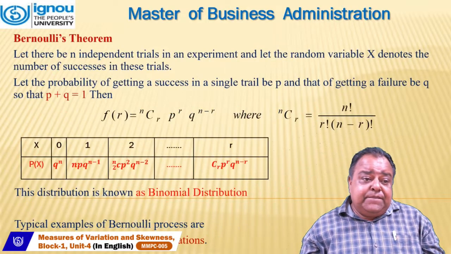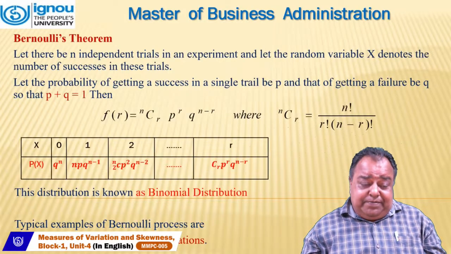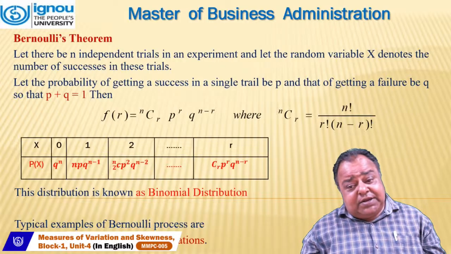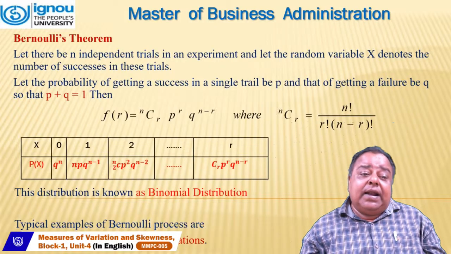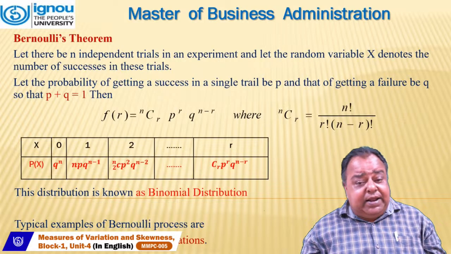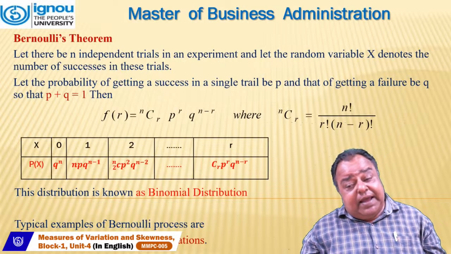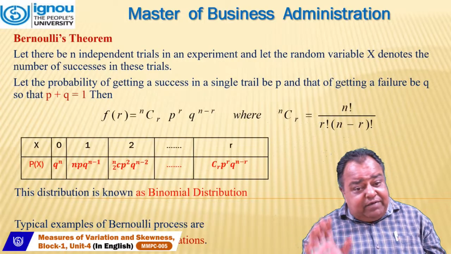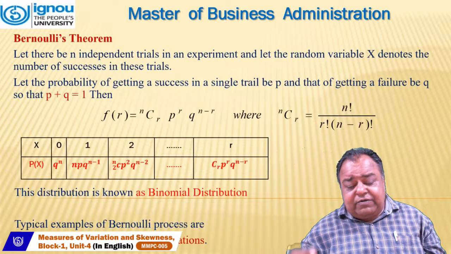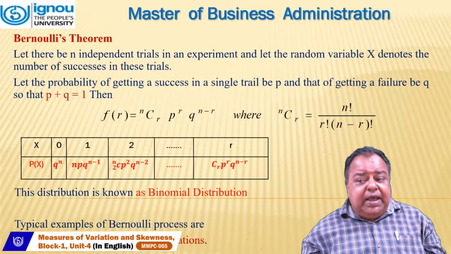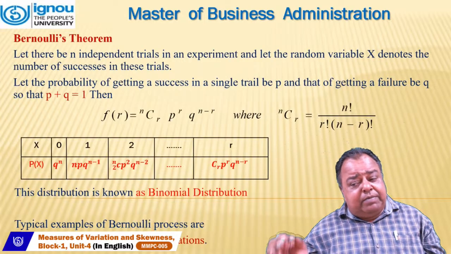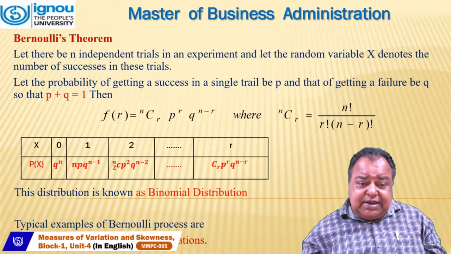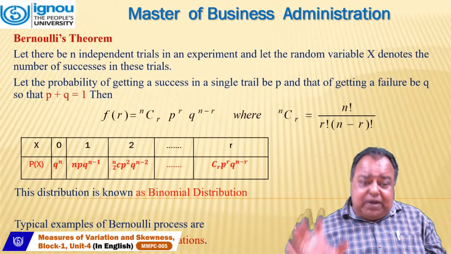Now, the second part is Bernoulli's theorem. We have a mathematical relation, and we have to use combination theory here. Let there be independent trials in an experiment, and let the random variable x denote the number of successes in those trials. We are aware that the probability of success is denoted by P and the probability of failure is denoted by Q, and the probability of success plus the probability of failure is equal to 1.